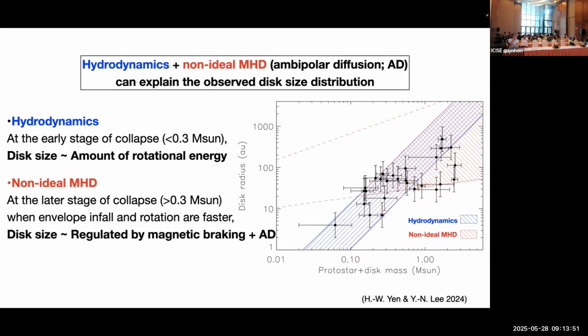So basically, our model suggests at early time, when the source mass is low, the disk radius is regulated by hydro, determined by the amount of rotational energy the source has. And after that, the system evolves. It has faster rotation, fast inflow with a twisted and bent B field, making magnetic braking become important. And then the disk radius is regulated by the non-ideal MHD effect. Basically, it's determined by magnetic braking, and the efficiency is determined by ambipolar diffusion. And with these two regimes, we can explain the observed disk population.